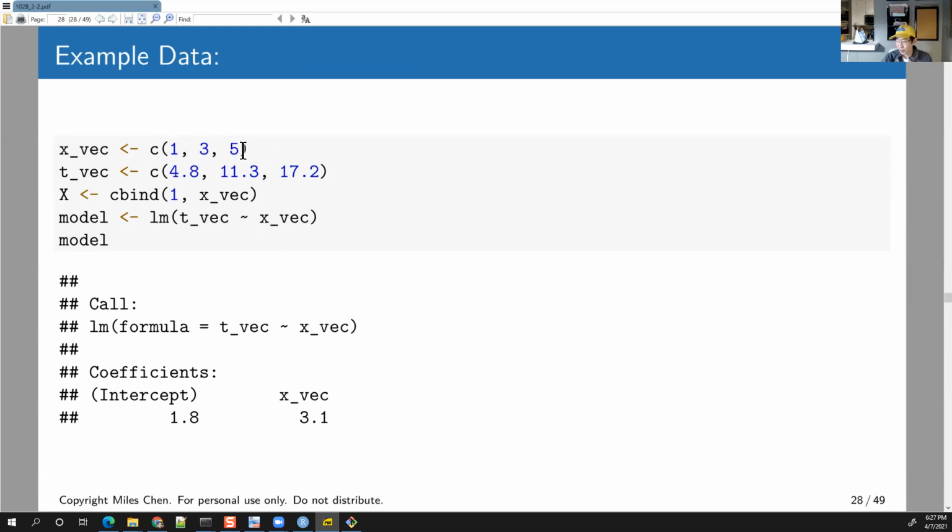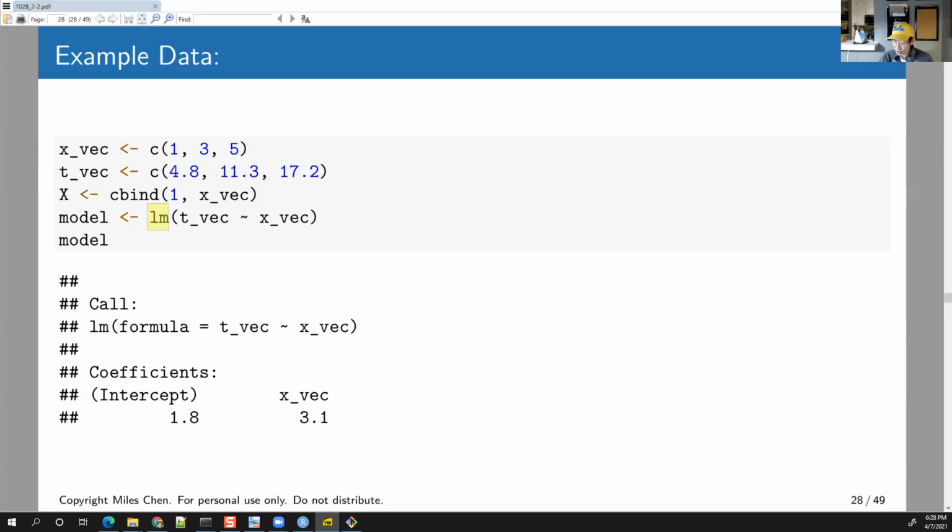I have 3 data points, with coordinates 1, 3, 5, and the actual values are 4.8, 11.3, and 17.2. The optimum solution is an intercept of 1.8 and a slope of 3.1. Here is the result for the intercept and slope using LM.